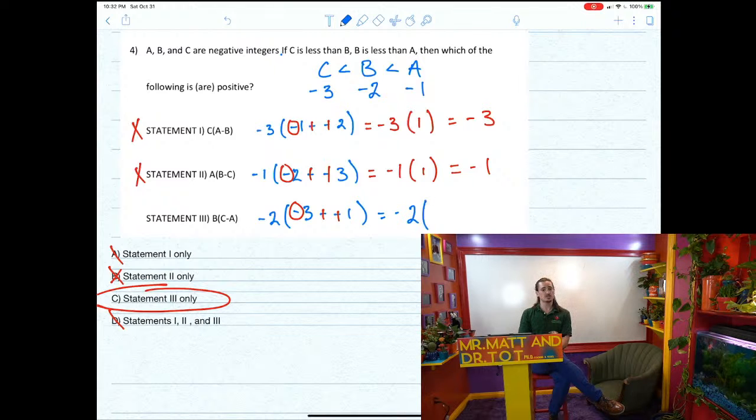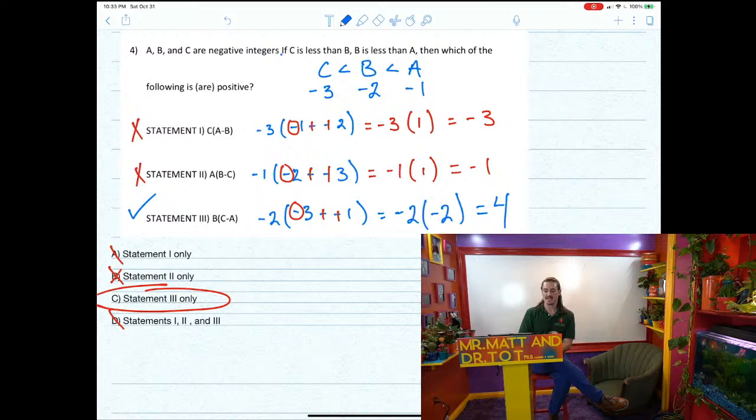If you have any questions, as always, please let me know in the comment section. And this brings us up to question number 5. This will be the last question for our session today. Question 5 asks, if A and B are positive integers and 12A minus B is equal to 27, then which of the following must be true?